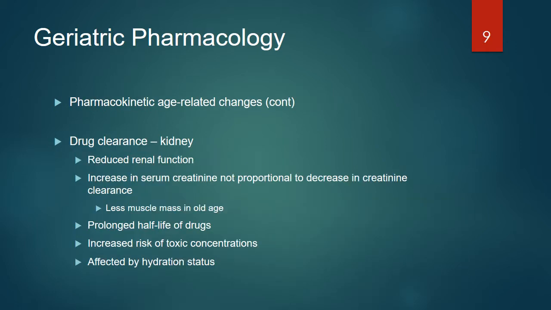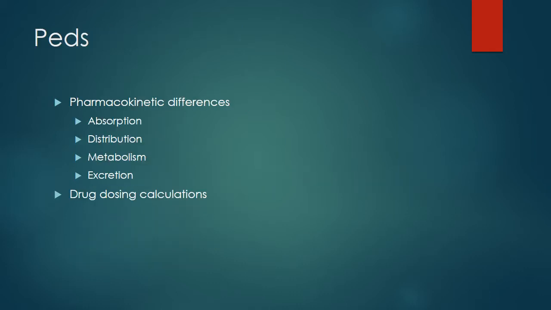Again, we talked about kidney clearance, so just be aware of that. Be aware of their hydration status. If they get pre-renal azotemia or pre-renal kidney injury, that can be a big cause for accumulation of a lot of drugs, things like lithium and other water-soluble ones. Okay, any questions on the geriatrics? Okay, moving on. We've got the peds.